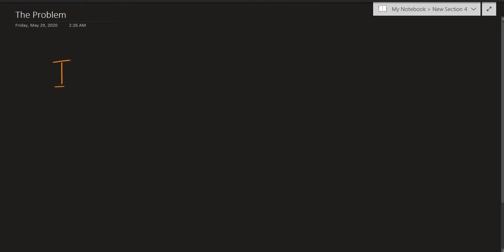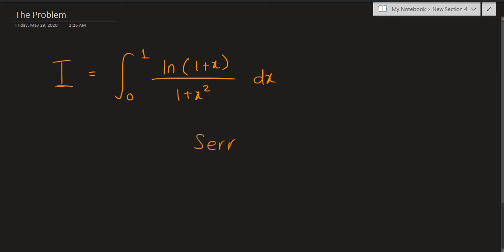Let's call it I. This is defined as the integral from 0 to 1 of natural log of 1 plus x divided by 1 plus x squared dx. And this integral has a special name. It's called the Serret integral. There's no apostrophe s.